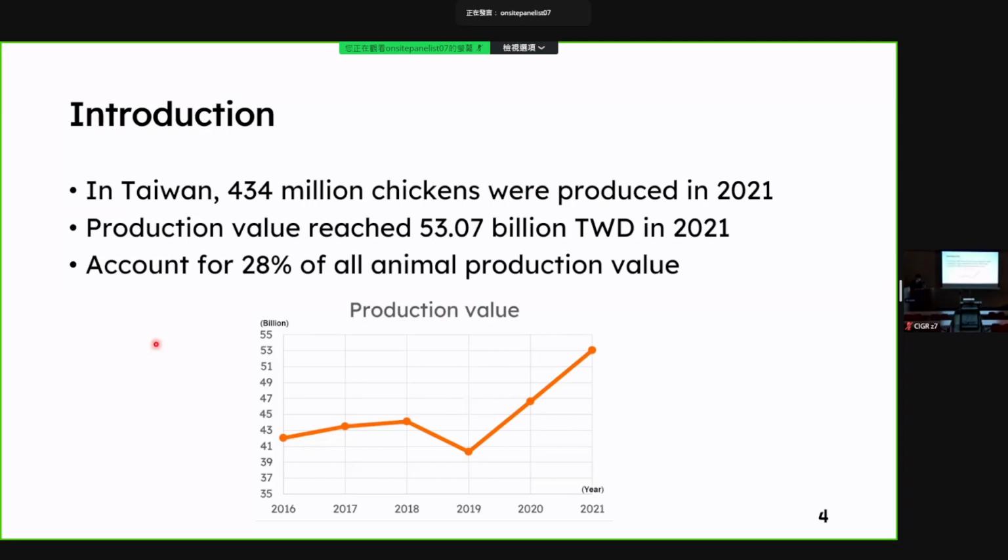Chicken is one of the most important species in Taiwan animal husbandry. According to the annual statistical report in Taiwan, 434 million chickens were produced in 2021, and the production value reached 53 billion Taiwan dollars. It accounts for 28% of all animal production value. You can see in the chart below that the production value has been growing year by year since 2019.